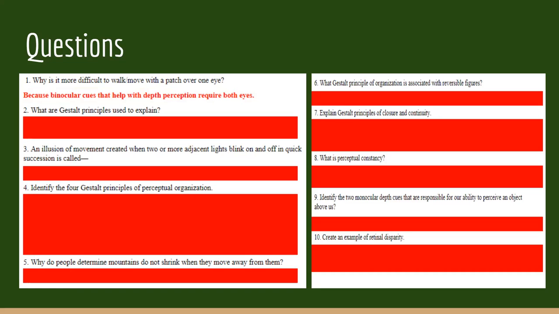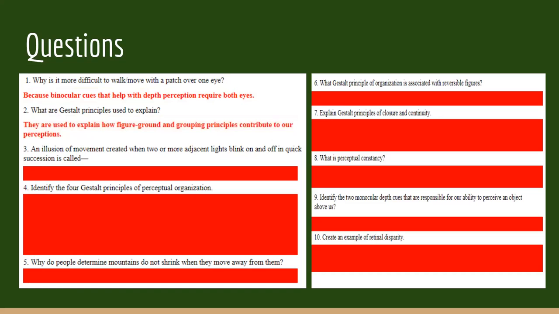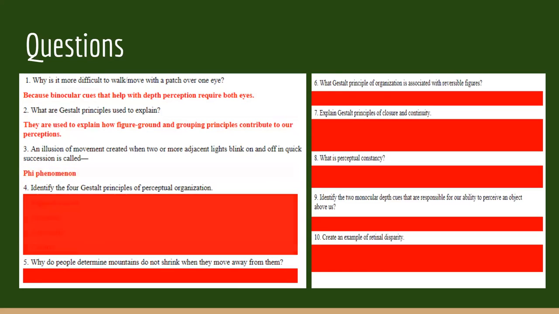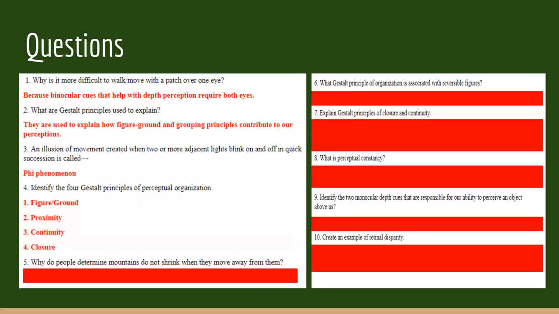What are Gestalt principles used to explain? They're used to explain how figure, ground, and grouping principles contribute to our perceptions. An illusion of movement when two or more adjacent lights blink on and off in quick succession is called phi phenomenon. Identify the four Gestalt principles, that is figure ground, proximity, continuity, and closure.